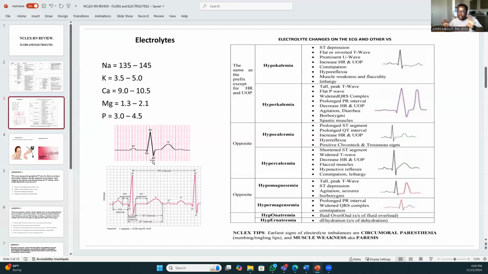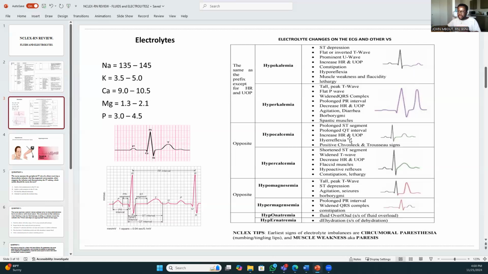Knowing how a normal ECG rhythm looks, let's look at hypokalemia. We say everything goes low except for heart rate and urine output. It means in hypokalemia we have a flat or inverted T wave. You see here, it is inverted, instead of being the normal T wave. Everything goes low.